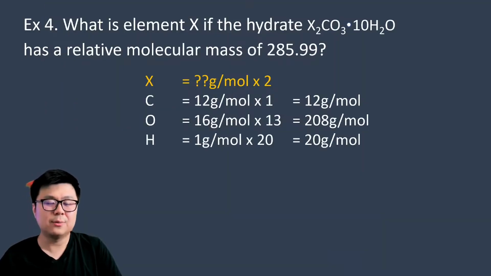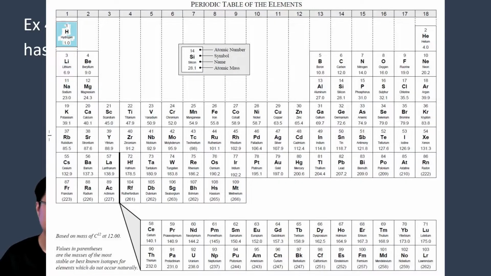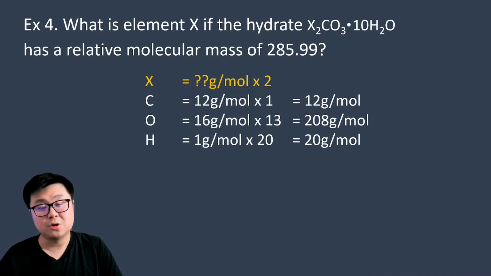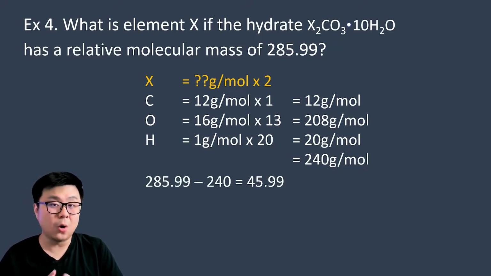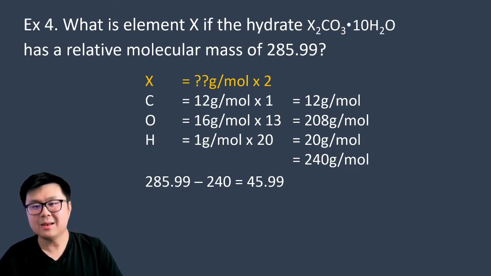And then finally, we have hydrogen. There are 20 hydrogens. Each one, as per the periodic table, is 1 gram per mole. So hydrogen contributes 20 grams per mole. Then we can add all of these grams up to get a total of 240 grams per mole. That's contributed by my carbon, oxygen, and hydrogen. So if I take that out of the total of 285.99, that 45.99 must be due to my X2.